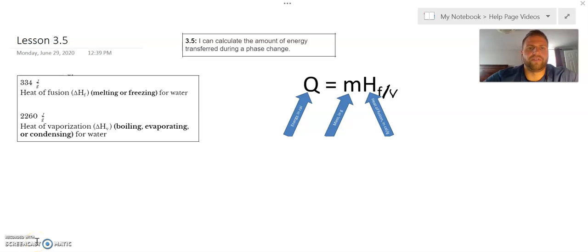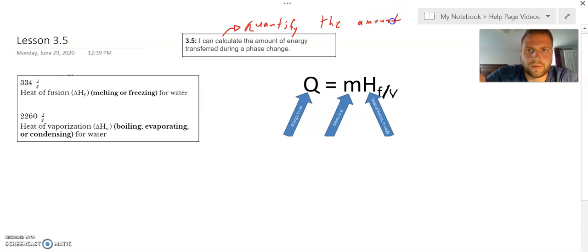When I look at skill 3.5 and read it, it says calculate the amount of energy. What they're asking us to do is quantify the amount of heat there is in something or in a change. So quantify the amount of heat. Heat in the world of chemistry is signified with the letter Q.